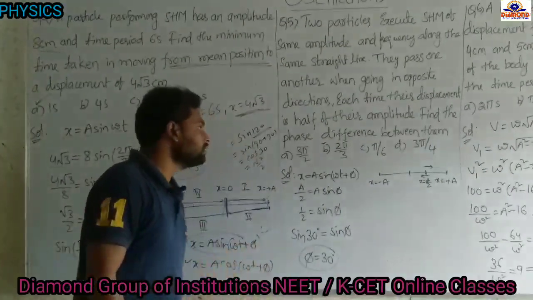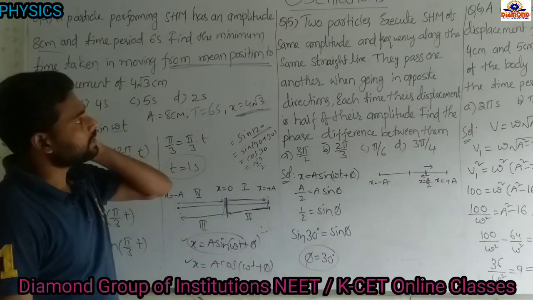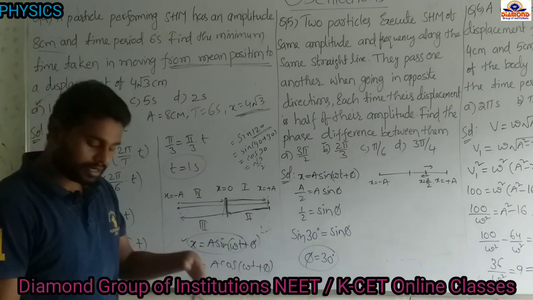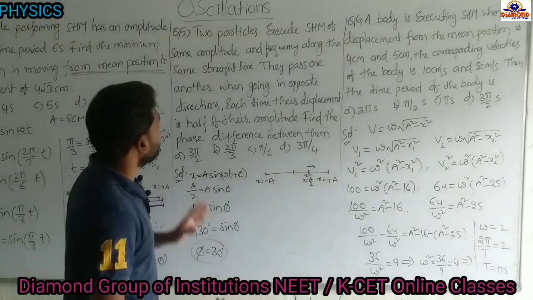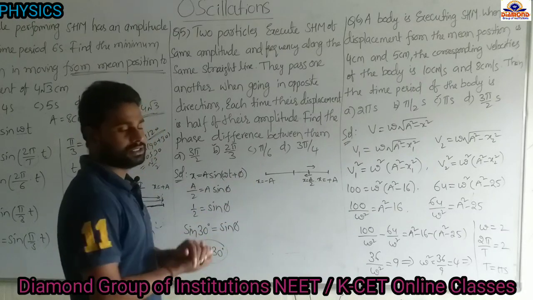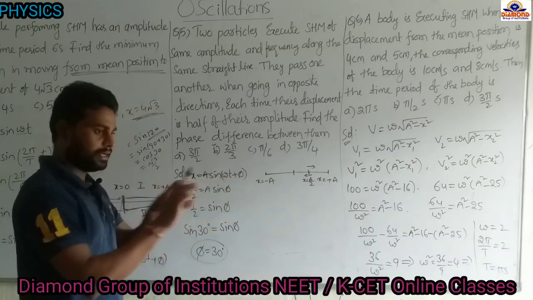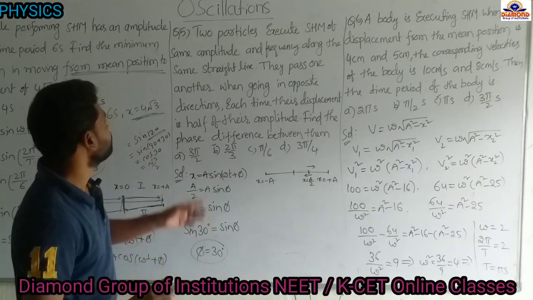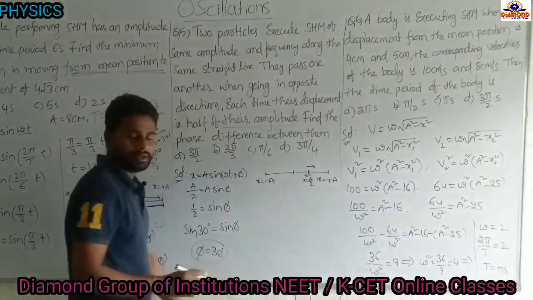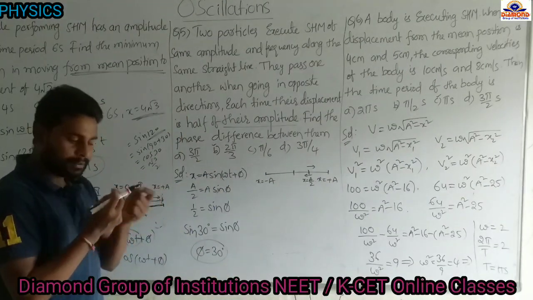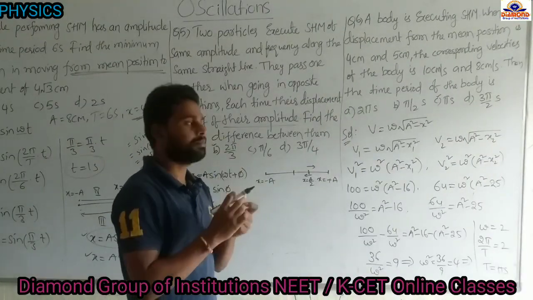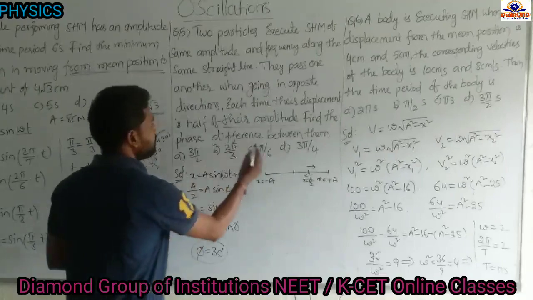Next, see the fifth question. Two particles execute SHM of the same amplitude and same frequency along the same straight line. They pass one another going in opposite directions. Each time, the displacement is half of their amplitude. Whenever they are crossing each other, the displacement is equal to half of the amplitude. Find the phase difference between them.